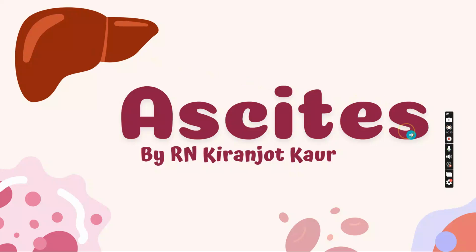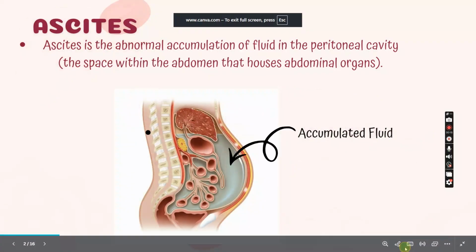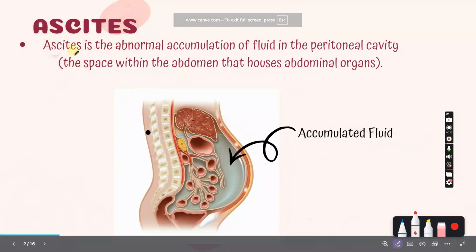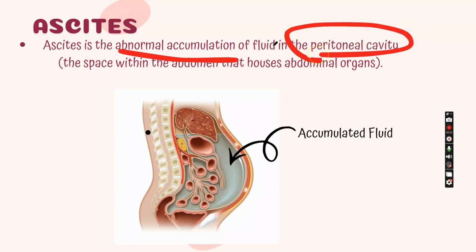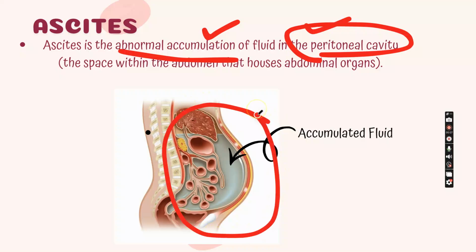What actually is ascites? Ascites is abnormal accumulation of fluid in the peritoneal cavity. These are the two things that we have to remember in this disorder. What is the peritoneal cavity? The peritoneal cavity is the space between the peritoneal organs. Here, the fluid gets accumulated, and the patient feels quite a discomfort.